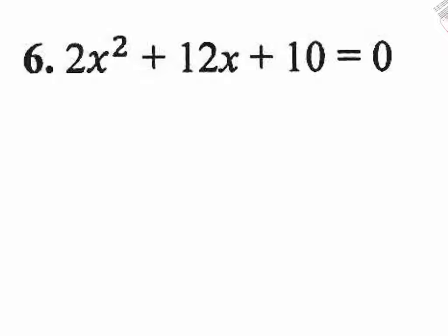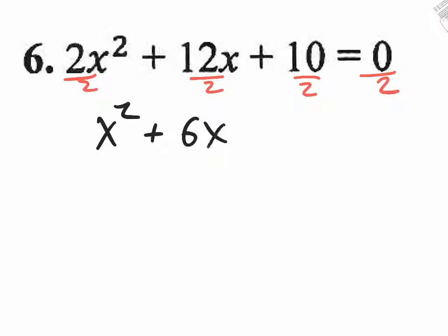Now, here is a tip, some advice. Since this is an equation, even before identifying A, B, and C, you could look at your whole entire equation and say, everything's even. I want to divide everything by 2. Why? Because you can. You can do anything you want to an equation as long as what you do to one side, you do to the other side. So you will have x squared plus 6x plus 5 equals 0.